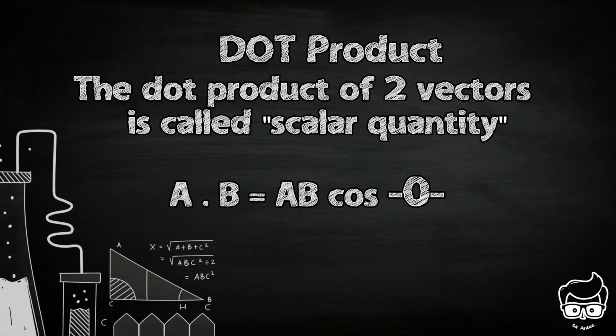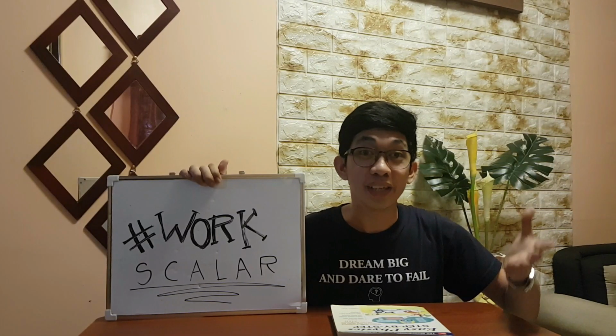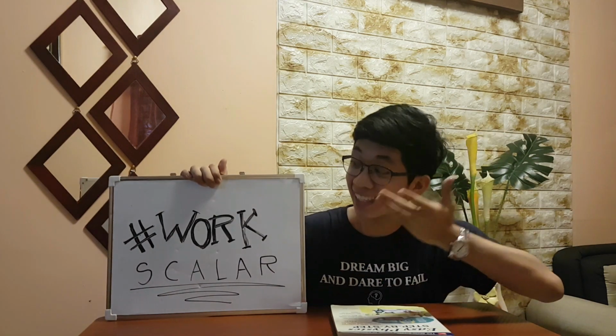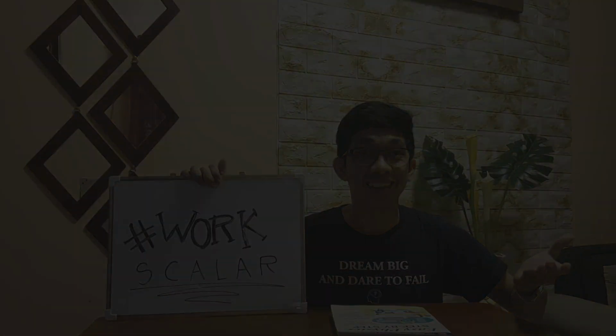The dot product of two vectors is called the scalar product. The dot product is written and defined as vector A dot vector B is equal to AB cosine theta. Although two vectors are being multiplied, the product is a scalar quantity, meaning to say that work is a scalar quantity.